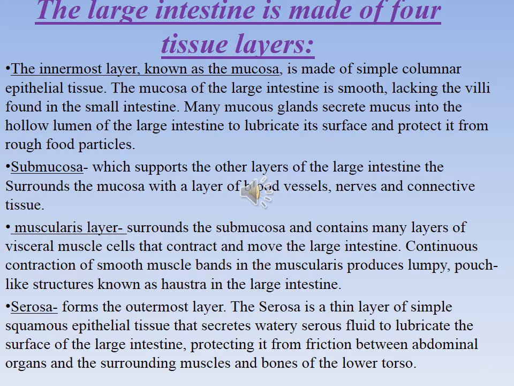The serosa is a thin layer of simple squamous epithelial tissue that secretes watery serous fluid to lubricate the surface of the large intestine, protecting it from friction between abdominal organs and the surrounding muscles and bones of the lower torso.